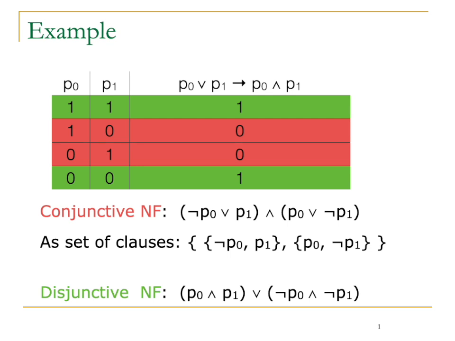Note that from the same table we can read the disjunctive normal form from the first and the last line, which gives the formula P0 and P1, disjunction with not P0 and not P1.